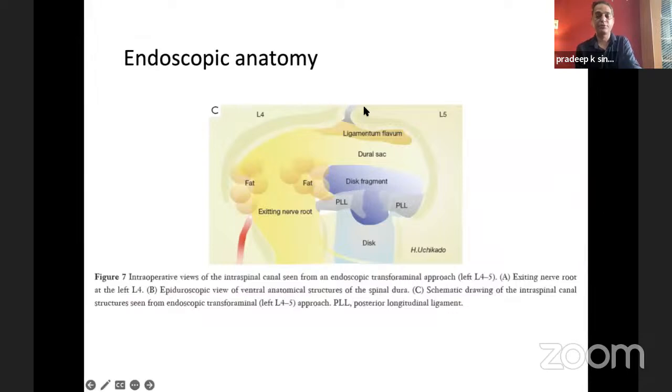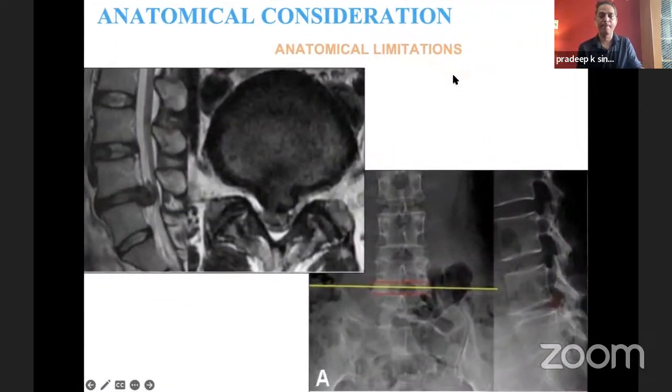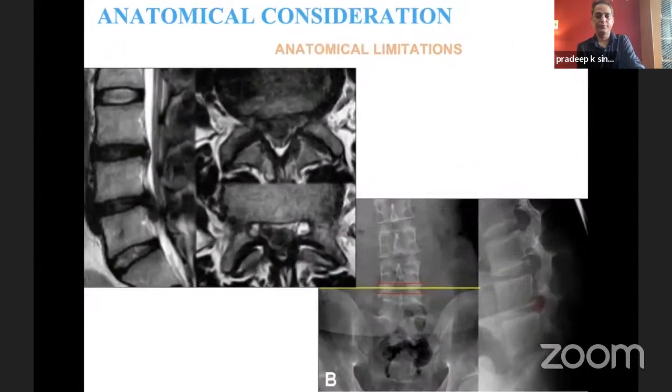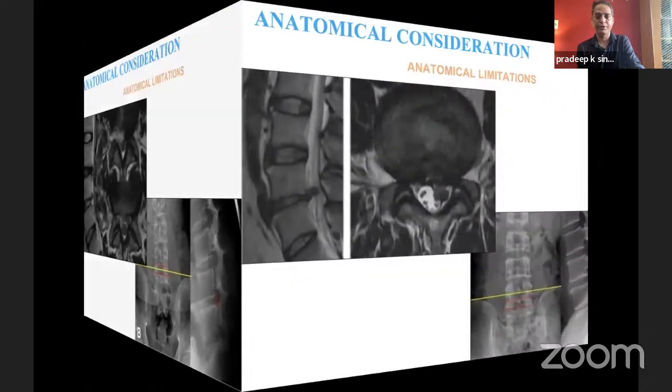This is transforaminal endoscopic anatomy, which will be discussed in subsequent lectures. These are a few cases. I'll just run through that. Not relevant here in this talk.